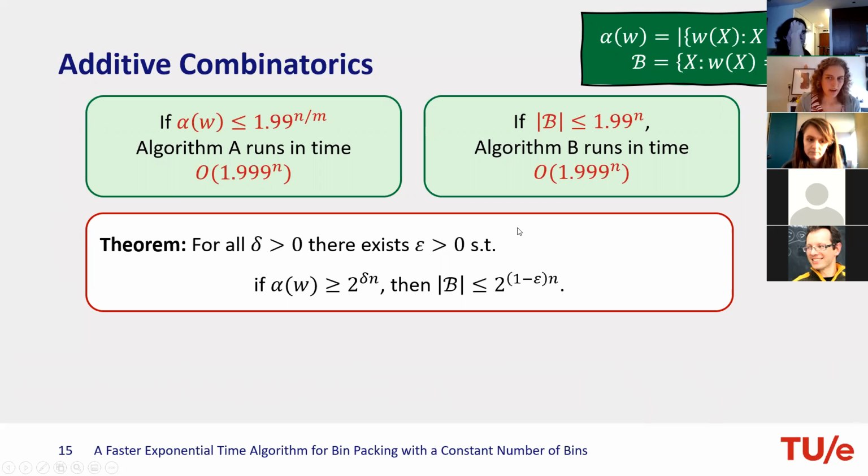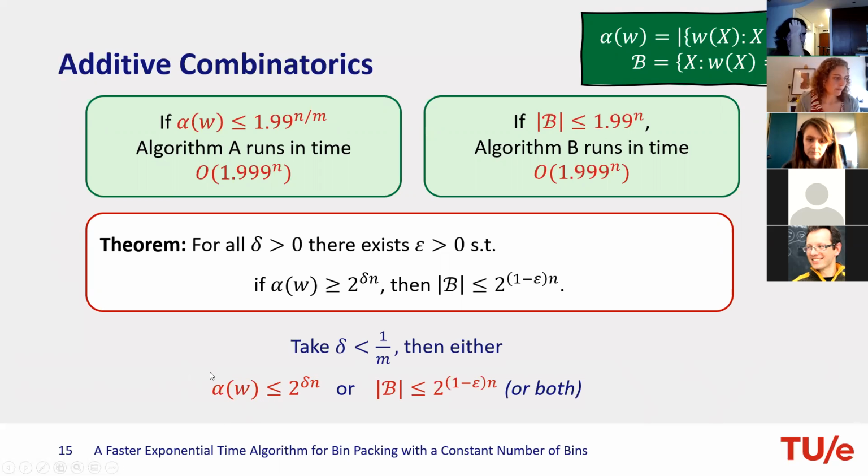Okay, how is this going to help us? Well, we can take delta to be 1 over m. Then either alpha of W is going to be smaller than 2 to the delta n, then that means that algorithm A is going to be faster. And if that's not the case, then we can use the theorem, and that tells us then that B is smaller than 2 to the power (1 minus epsilon) n for some epsilon. And so we know that this is true, so algorithm B runs faster.